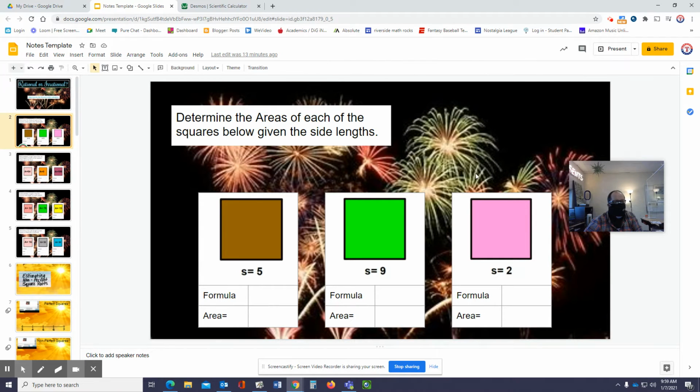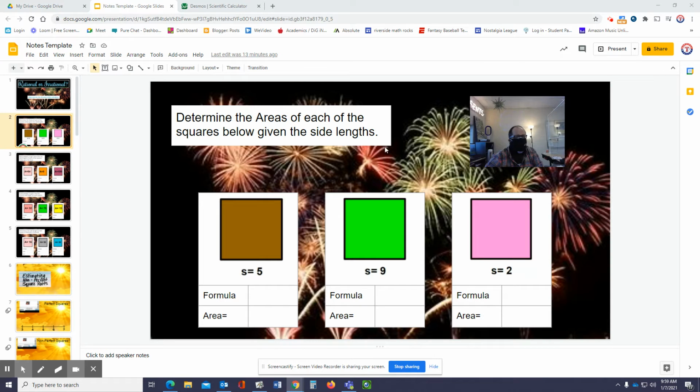What we want to do here is determine the areas of each of these squares below. So we want to find out what the areas are. Now, in order to do that, we want to look at the side length of each of these different squares. To find the area, you want to multiply the sides by themselves. So you're going to take just one side length and multiply it by itself, because remember, squares all have the same side lengths, length times width, and so they're going to be the same number because the sides are all exactly the same length.